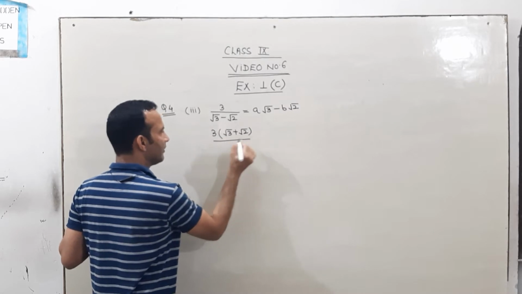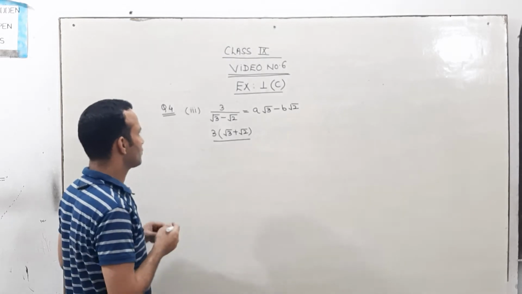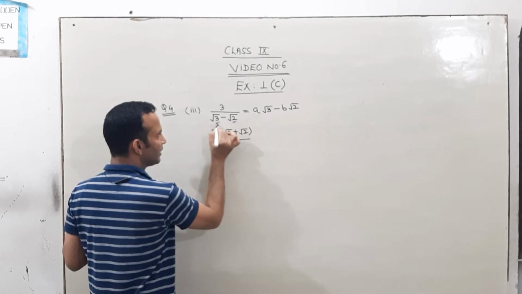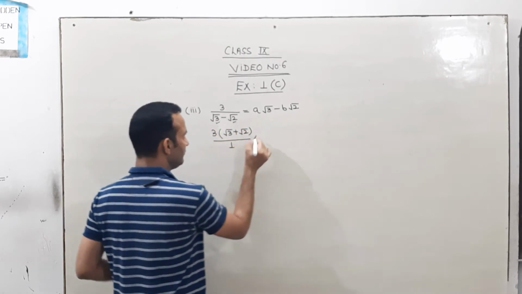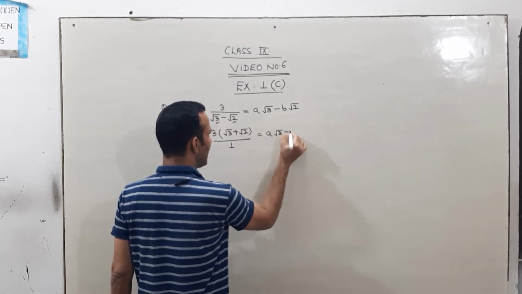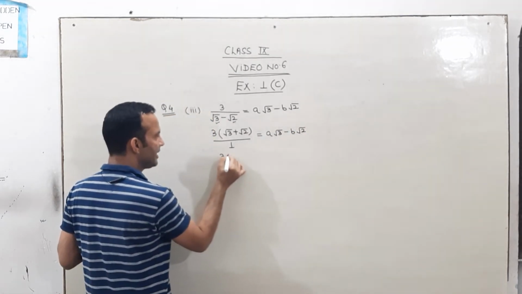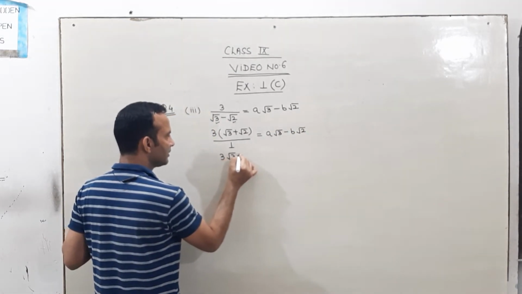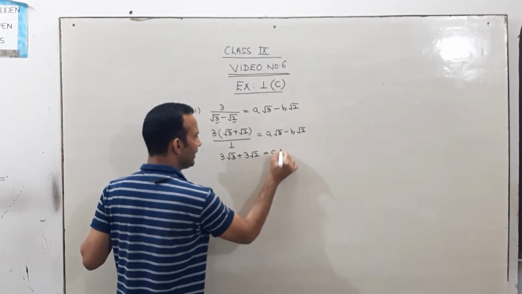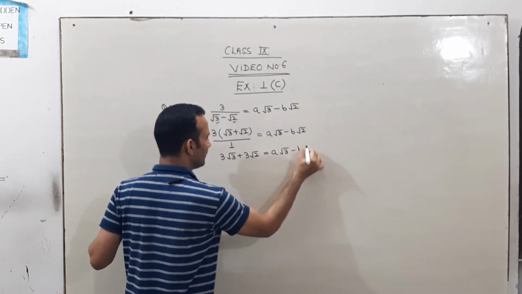And in the denominator, during this process, we always apply a square minus b square. The square of root 3 is 3 and the square of root 2 is 2. 3 minus 2 is 1. Now, this is what? 3 times root 3 plus 3 times root 2 is equal to a times root 3 minus b times root 2.